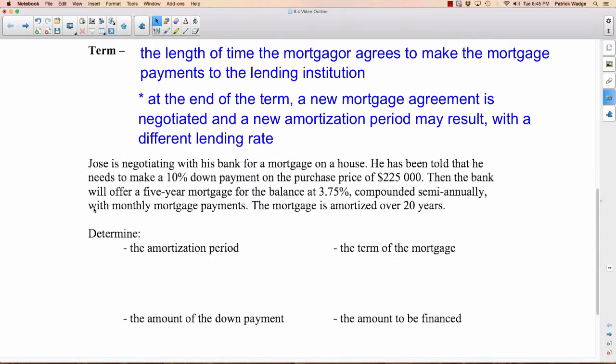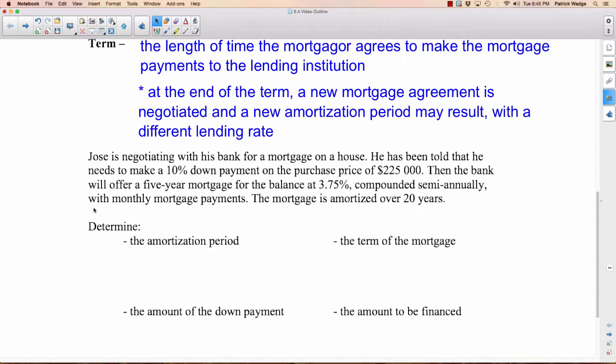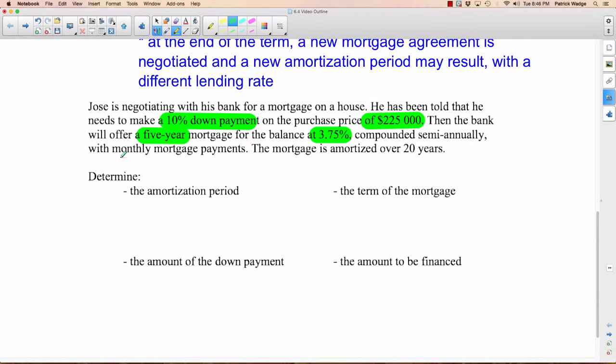Okay, so we actually only have one question to answer here, but it's a long question with all sorts of parts to it. So Jose is negotiating with his bank for a mortgage on a house. He has been told that he needs to make a 10% down payment on the purchase price of $225,000. Then the bank will offer a 5-year mortgage for the balance at 3.75% compounded semi-annually. Very, very common, semi-annually. Remember, monthly mortgage payments are very, very common as well. The mortgage is amortized over 20 years.